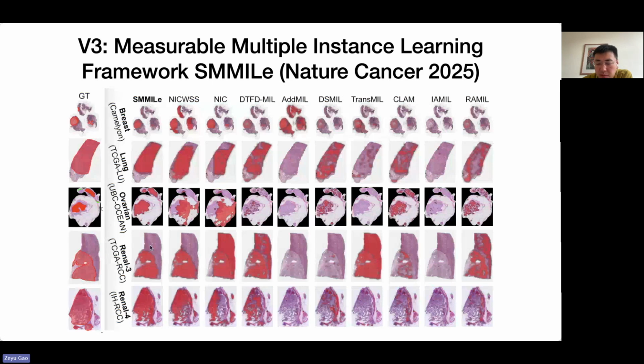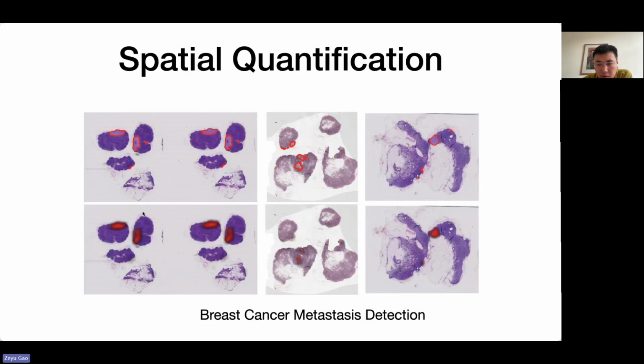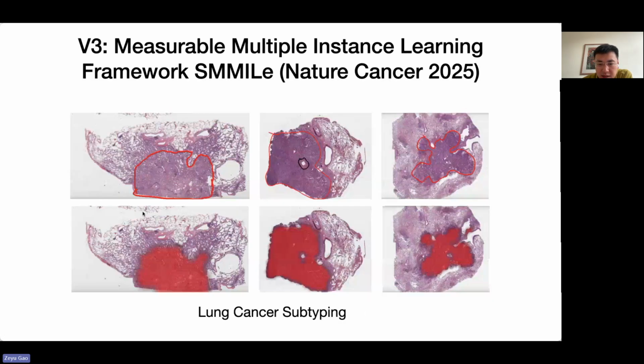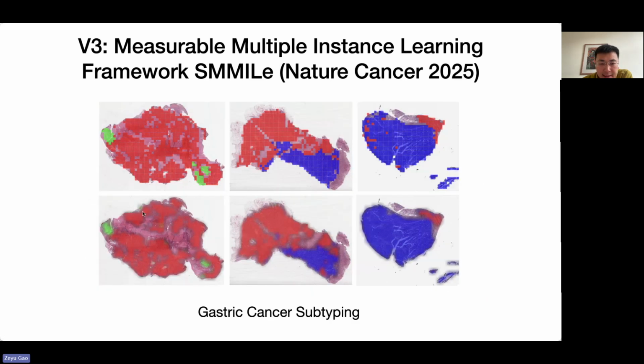This is several visualizations. You can see that our model SMILe is more consistent with the ground truth than any other models. And more results, this is some heterogeneous cases, where you not only have a tumor region within each slide, you have different kinds of subtypes within each slide. It shows that we can handle this kind of more complex scenario. And it's just more cases here to show how good a spatial quantification we can make.